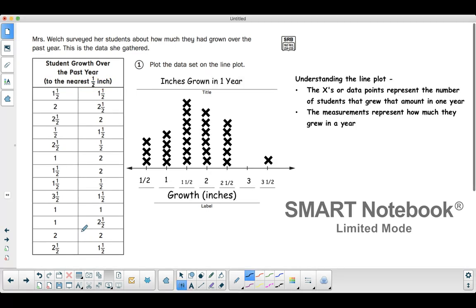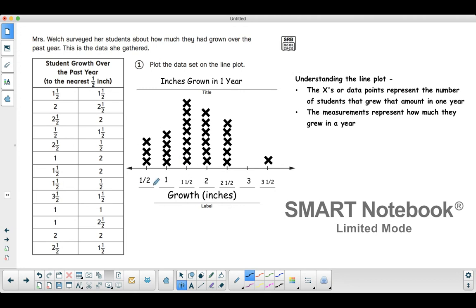Okay. So your final line plot for this set of data would look something like this. The x's, or the data points, represent the number of students that grew that amount in 1 year. So, for example, we had 3 students in Mrs. Welch's class that grew 1/2 inch in 1 year, right? We had 1 student that grew 3.5 inches in 1 year. We had 4 students that grew 1 inch in 1 year.